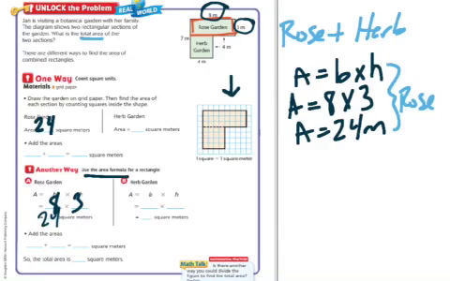Now we need to find the area of the herb garden. So you could count up all of those unit squares, but I want us again to focus on making sure that we find the area using the area formula. So this is going to be for the herb garden. Area equals base times height.